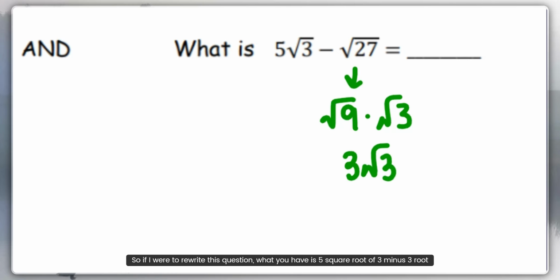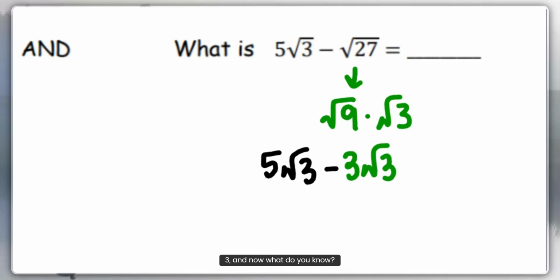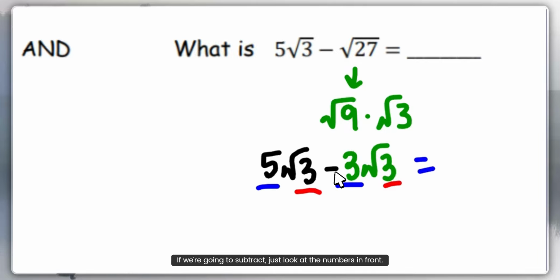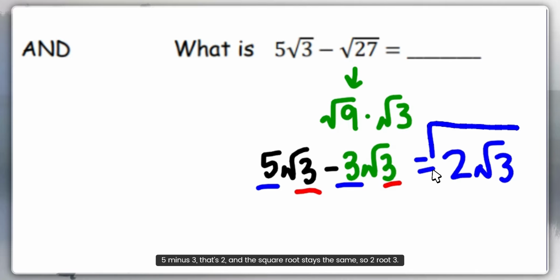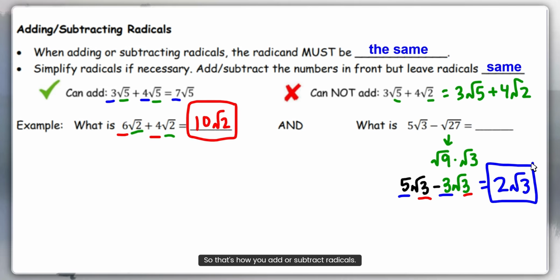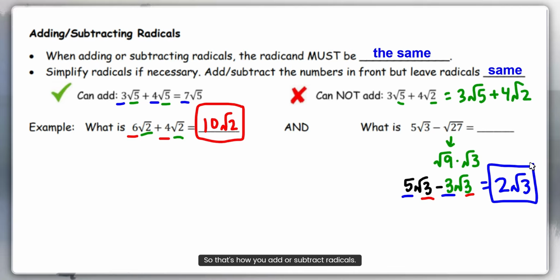So if I were to rewrite this question, what you have is 5 square root of 3 minus 3 root 3. And now what do you know? Those numbers under the square root match. So yes, you can actually subtract these. If we're going to subtract, just look at the numbers in front. 5 minus 3, that's 2. And the square root stays the same, so 2 root 3. So that's how you add or subtract radicals.